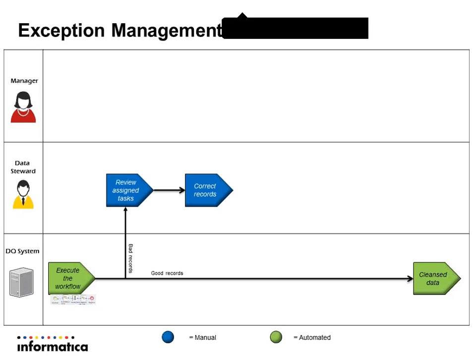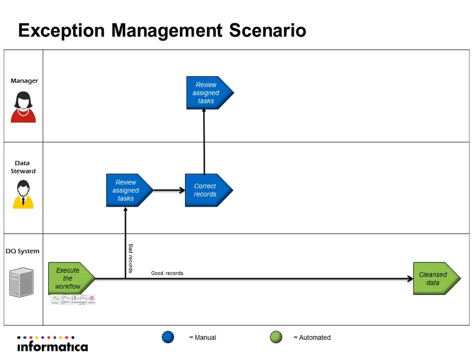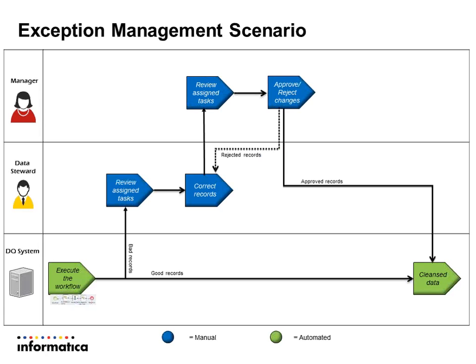After the correction, the data steward will submit it for the manager's review. The manager is again a user who will approve or reject the changes. If it is approved, then the approved records will be written to the cleansed data, else it will be assigned back to the data steward for the correction.